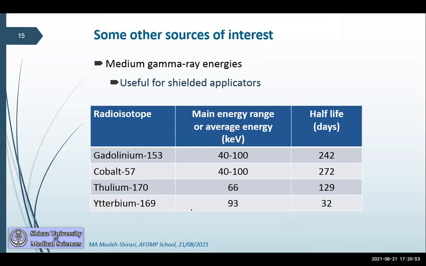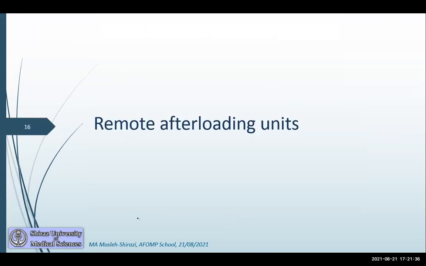So it's actually in that sense better. Some other sources of interest are mostly medium gamma ray energies. Why medium energy? Because, as we'll discuss, we're going into the era of more shielded applicators and intensity modulated brachytherapy. You need a relatively lower energy for the shield to work, because you don't have a lot of space to put a big thickness of shield. So you have these radioisotopes in this energy range, and the half-lives are here too. These are at the moment under study in some papers.